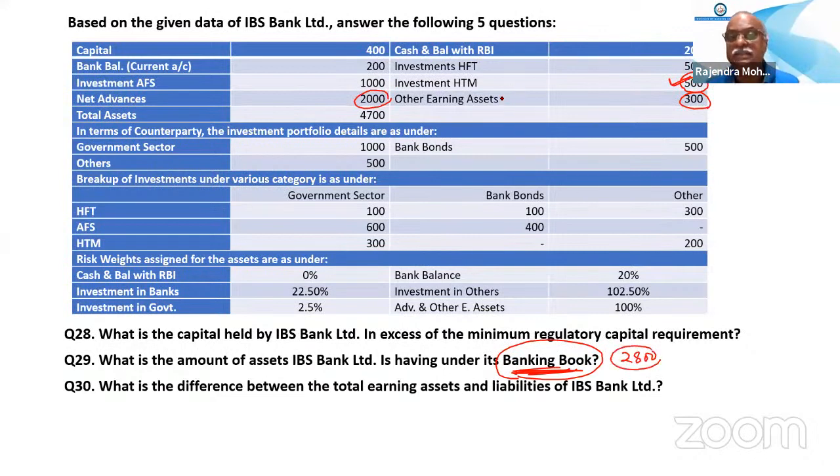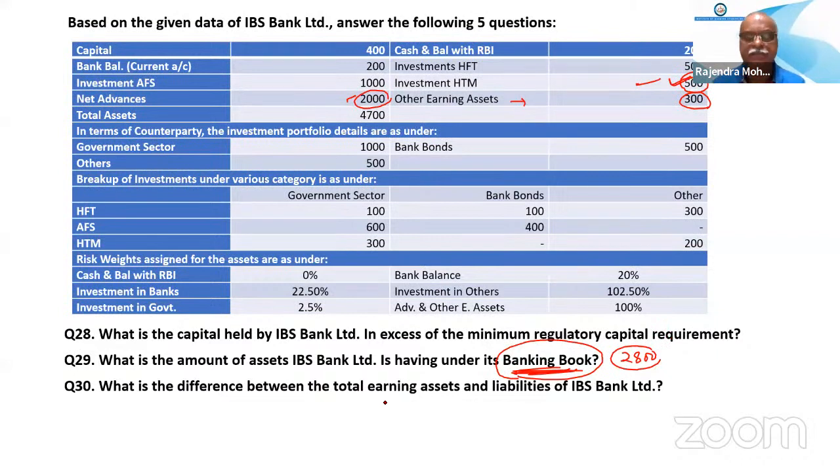All other assets, including HTM in the investment, will be under banking book. So in banking book, the HTM category of investment will come, all loans and advances will come, and other earning assets which are not under investment. So 2,000 plus 500 plus 300. So 2,800 will be the amount of assets classified under the banking book.